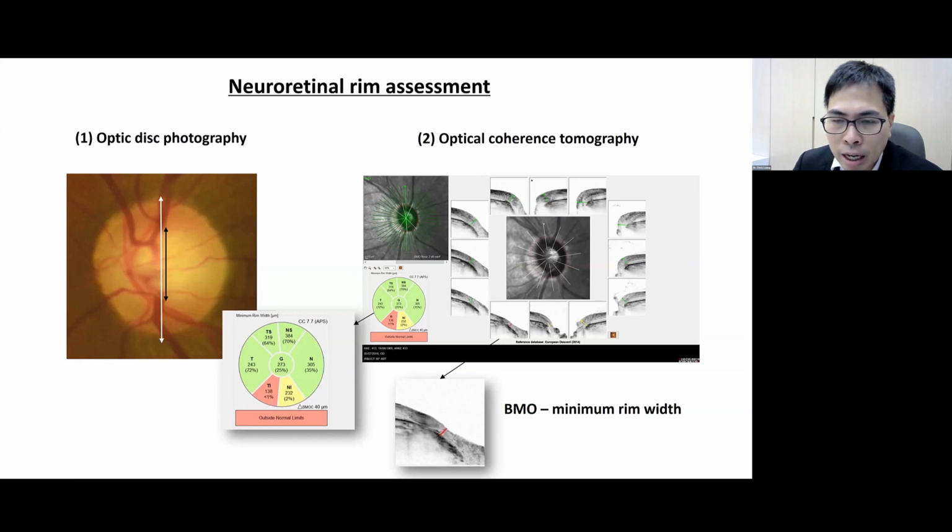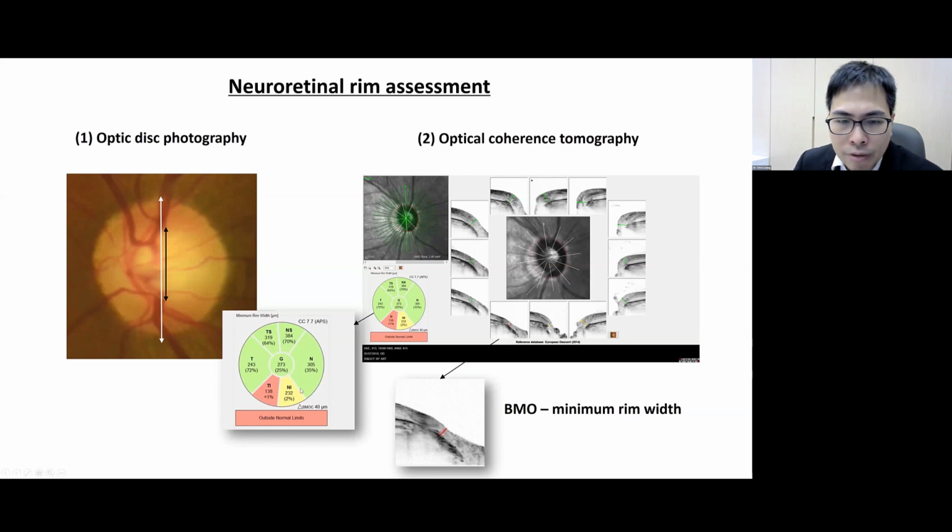Sometimes the BMO location would be wrong, and then you have to check carefully whether each scan, the OCT, is able to identify the BMO correctly, because if the BMO location is wrong, you would get incorrect BMO minimum rim width measurements. And then based on this, again, color-coded plot, in red indicates the rim width is below the 99th percentile.